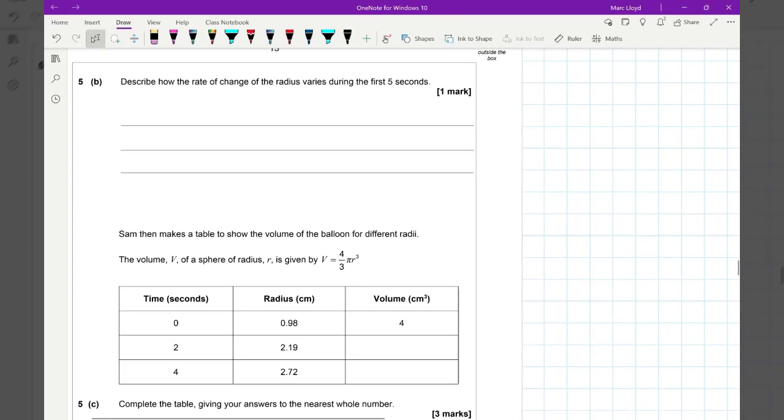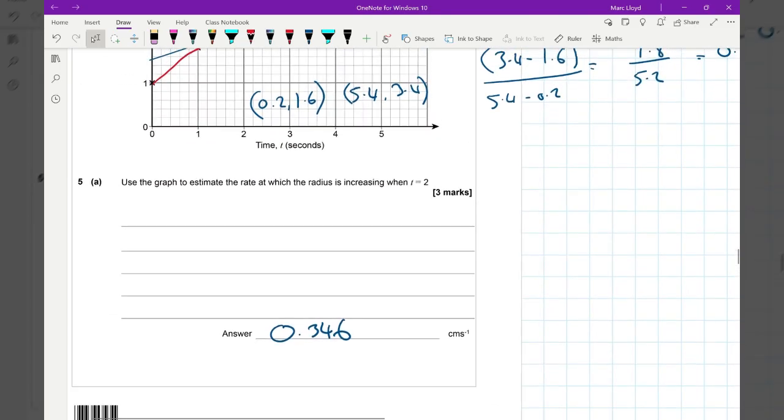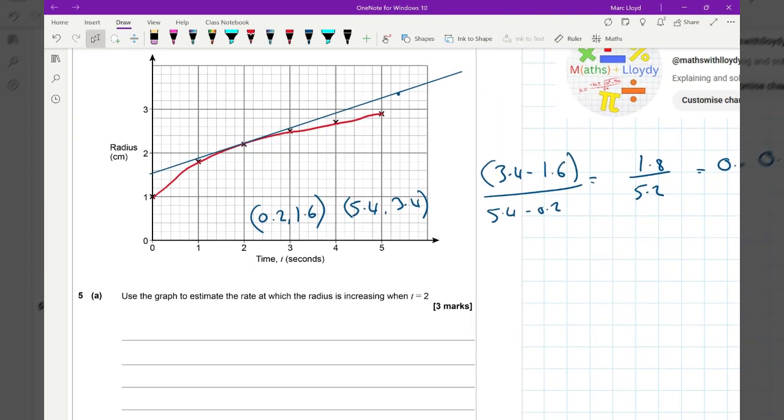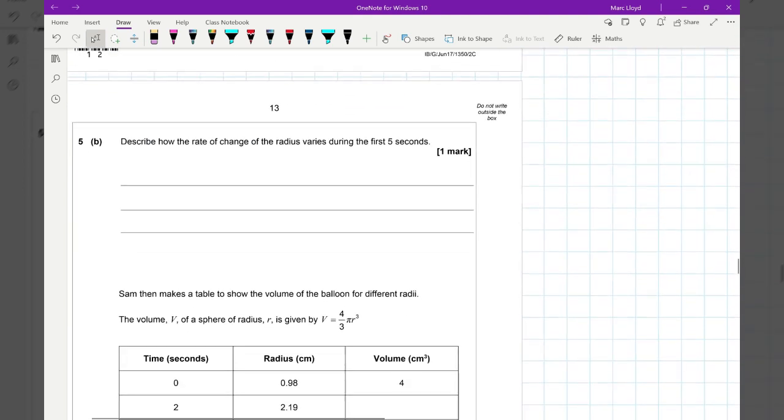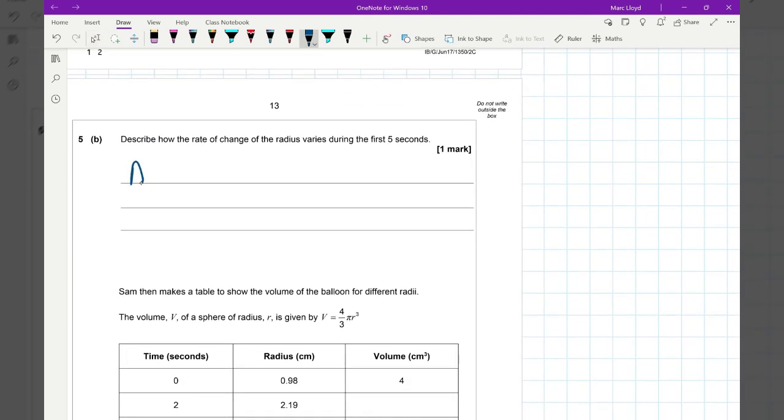Okay, part B. Describe how the rate of change of the radius varies during the first 5 seconds. So as time goes on, the increase is decreasing. The rate of change is increasing. So as time goes on, the rate of change is decreasing.